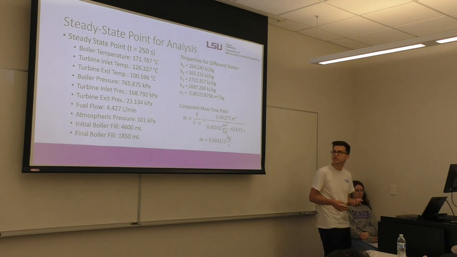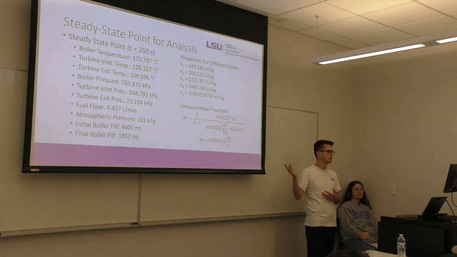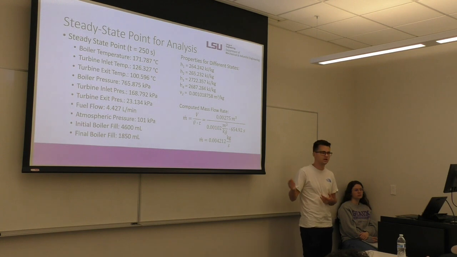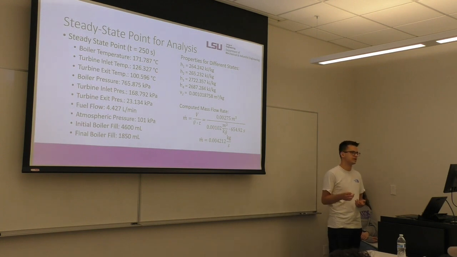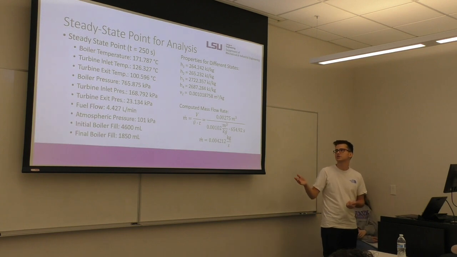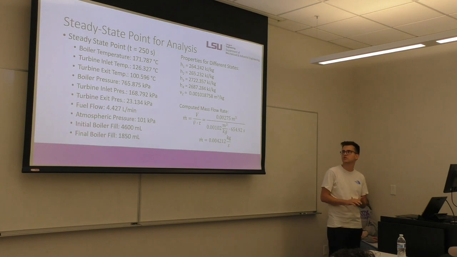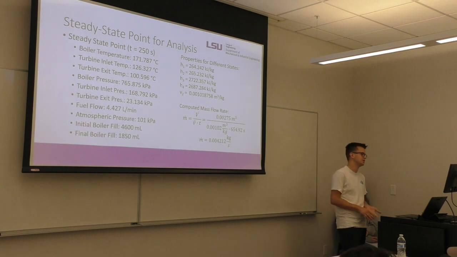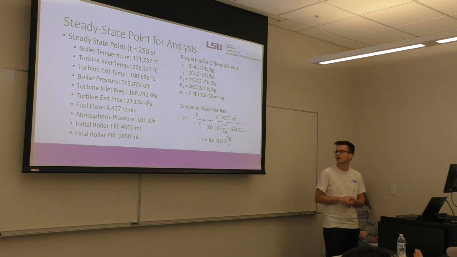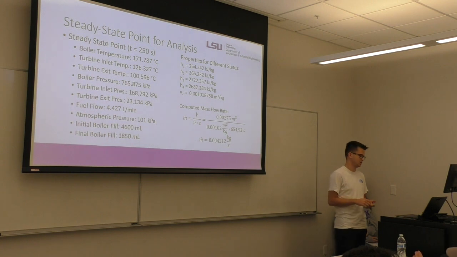And shown here on the left are all data values recorded for that instance in time. And shown on the right are the properties calculated for those different states based off those temperature properties from the steam tables, saturated liquid and vapor tables, compressed liquid tables, and superheated vapor tables. Also, the mass flow rate was calculated based off the volume of water used in the cycle, as well as the specific volume and the time of the turbine.